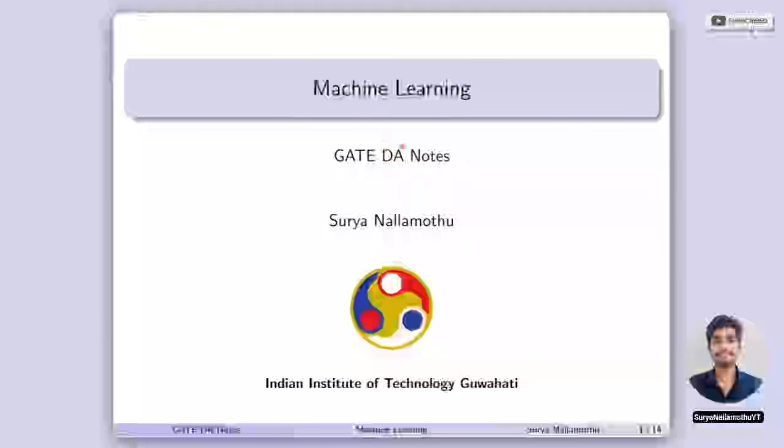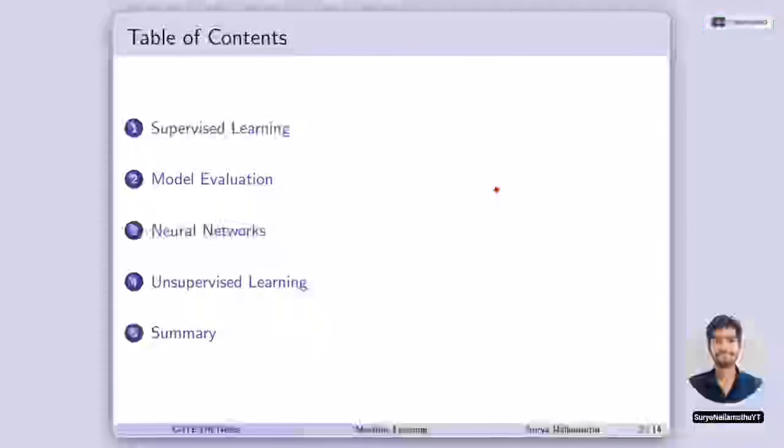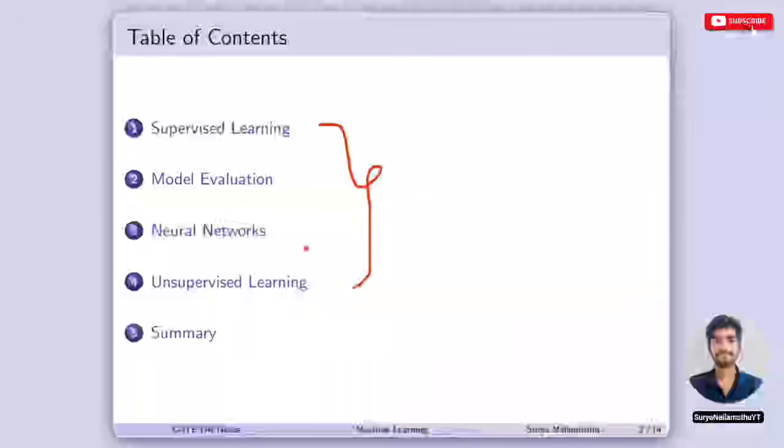Here we show machine learning; this topic will be very helpful for the GATE exam also. And let me start the session. This is the table of contents we have: supervised learning, model evaluation, neural networks, unsupervised learning, and summary. Let me explain it clearly.